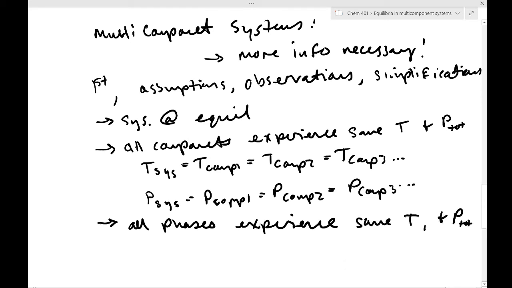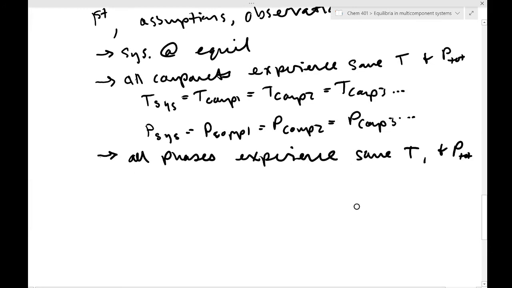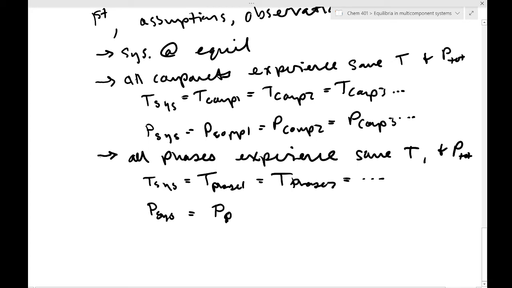Okay, so not only the components, but all of the phases are also experiencing the same pressure and temperature. So we can say that T sys is equal to temperature of phase 1 is equal to temperature of phase 2 is equal to ... And then the pressure of the system is equal to the pressure of phase 1 is equal to the pressure of phase 2 is equal to ... Okay?